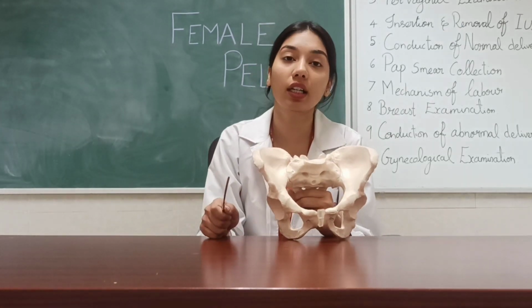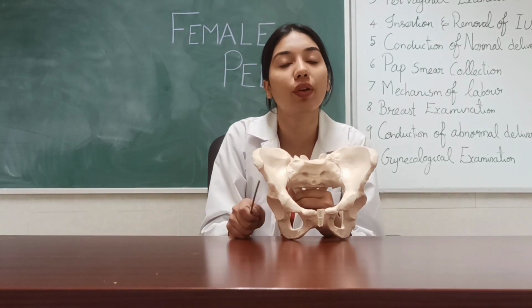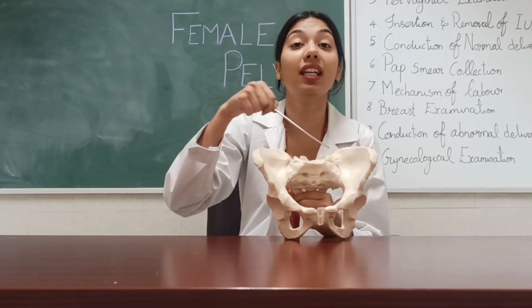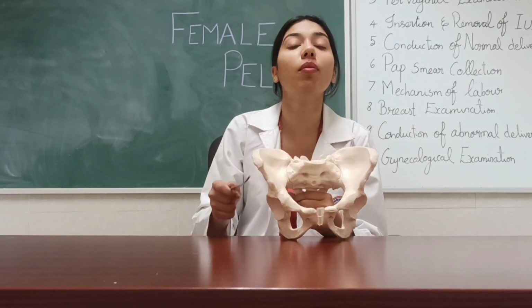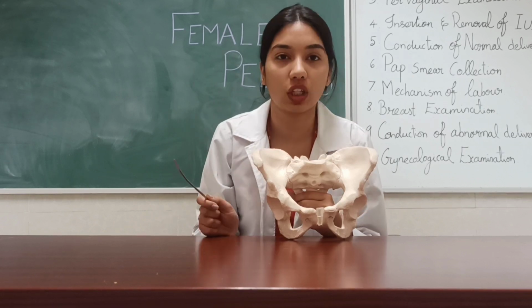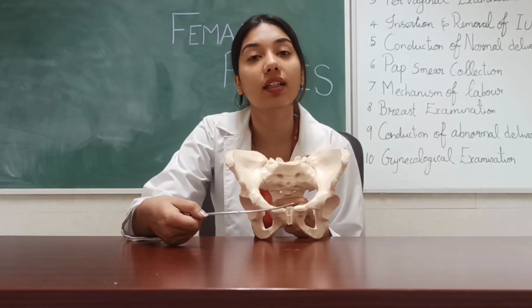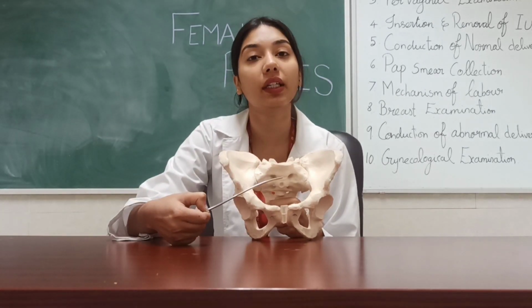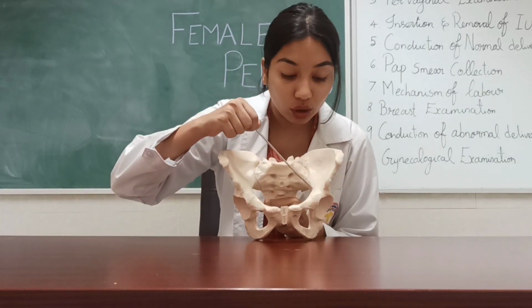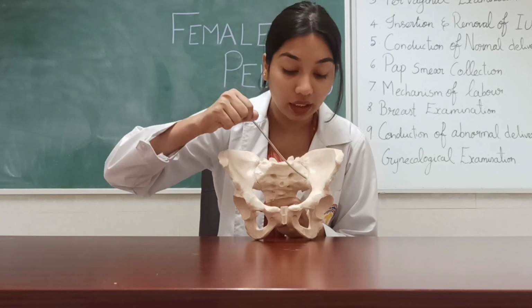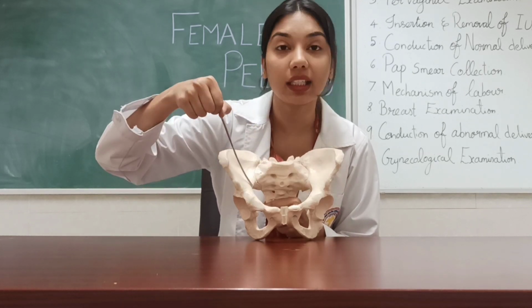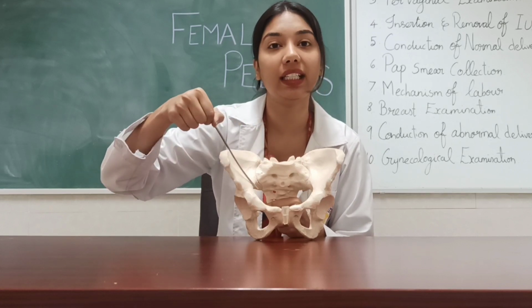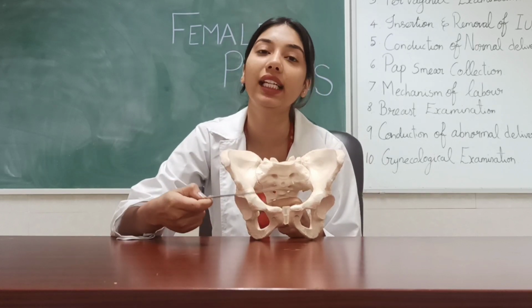If the obstetrical conjugate is less than 10 or 10.5 centimeters, then we can say that the pelvis is inadequate, or there is some cephalopelvic disproportion. The next diameter of the inlet is the transverse diameter. The transverse diameter extends between the two farthermost points on the iliopectineal line, and it measures 13 centimeters.